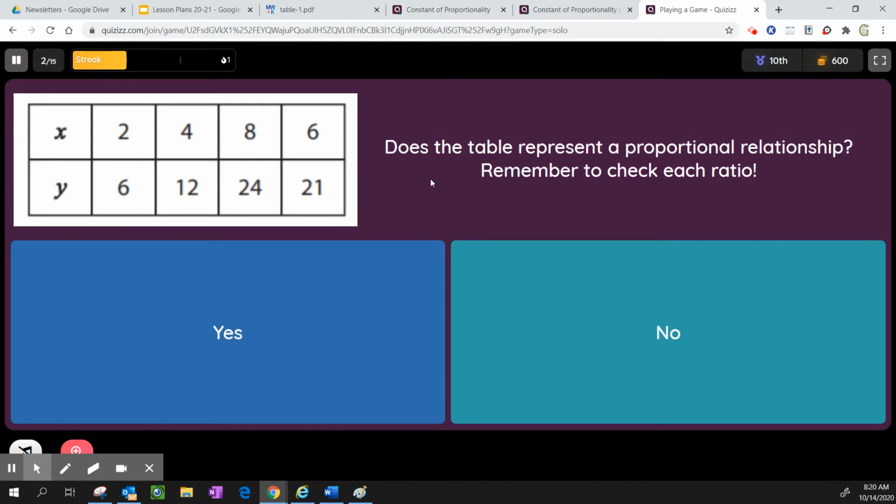Okay. Then does this represent a proportional relationship? So let's check each one. They should all simplify to the same thing or be the same quantity. So 2 to get to 4 is times 2. 6 times 2 is 12, so that works. 2 to get to 8 is times 4. 6 times 4 is 24, that works. 2 to get to 6 is times 3. 6 times 3 is not 21. So that one is a problem in this particular table. So even though it's just 1, I have to say no.